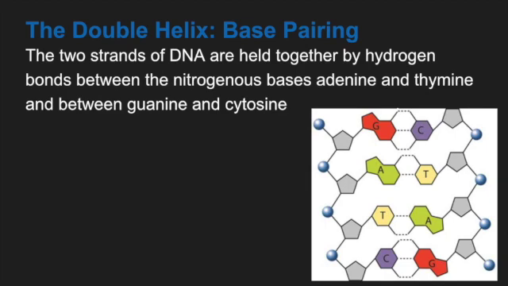So, as we said, the two strands of DNA are held together by the hydrogen bonds between the nitrogenous bases, adenine and thymine, and between guanine and cytosine. You are never going to get guanine connected to adenine. You're never going to get cytosine connected to thymine. You're always going to have G and C, and A and T.